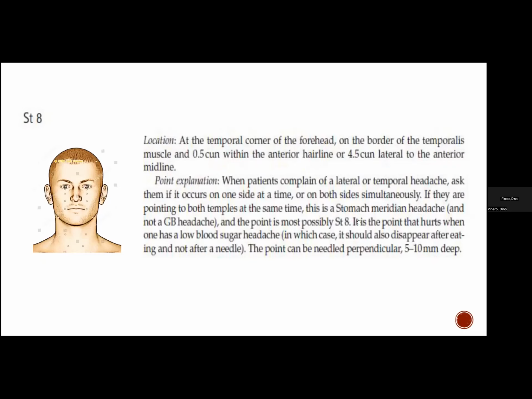We could say that this is a stomach ache headache and not a GB headache. It is the point that hurts when one has a low blood sugar headache. So pwede rin kung mababa ang blood sugar, ito po yung stomach ache ang sumasakit. In this case, it should also disappear after eating and not after needle. So if there is low blood sugar, ask the patient to have their meal or snacks. The point can be needled perpendicularly 5 to 10 mm deep.